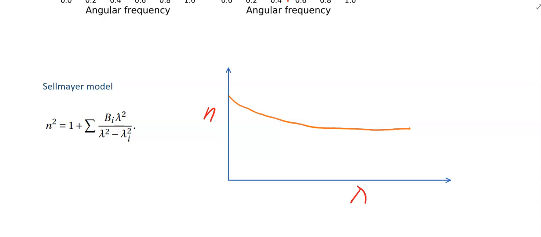A direct simplification for dielectrics with negligible loss is given by the Sellmeier model. This is essentially a Lorentz model when the damping term gamma is removed. This equation describes materials very well, but it's not physical since it neglects loss near the resonance.